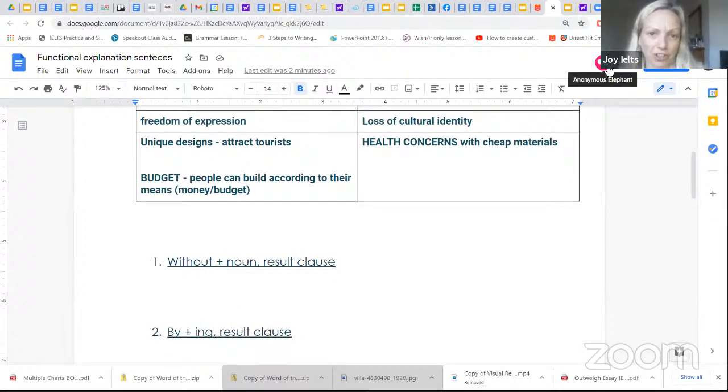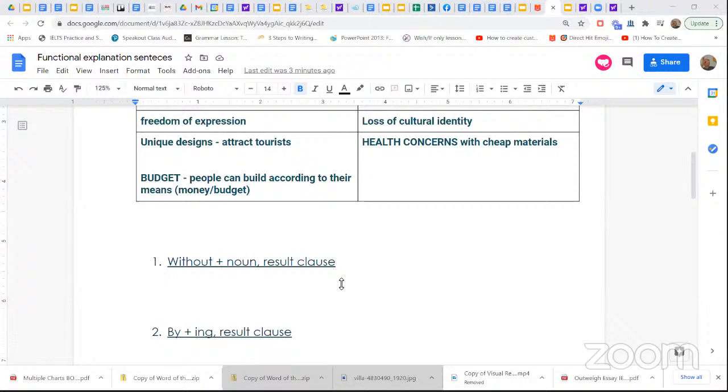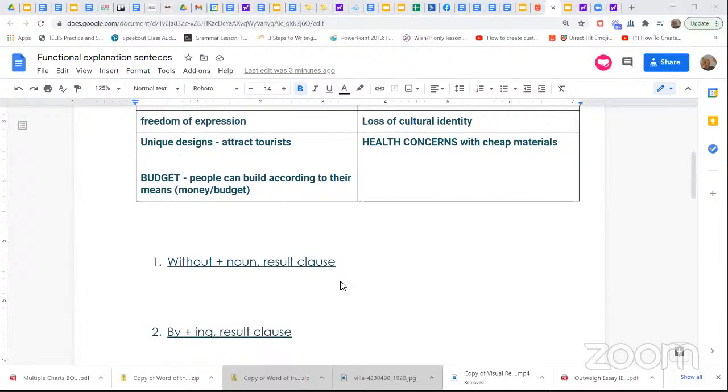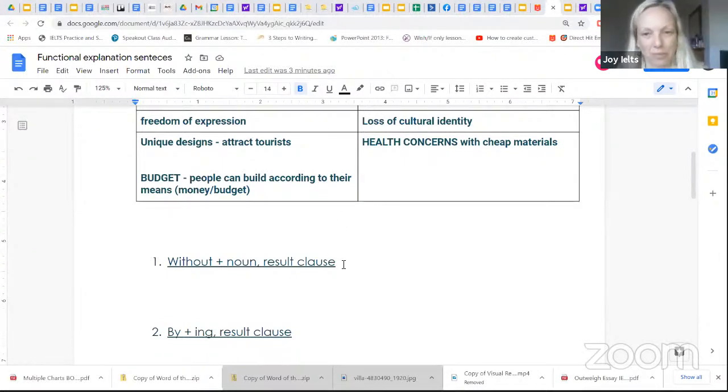Now the person who's on the Google document, so the new students, I'm going to put this in the chat box. See if you can open that. Now I've got one student writing here, but it doesn't look like you can open the document. You're probably on your mobile phones. So you can write the answers in the chat box, and students watching on Facebook Live, we're going to make a sentence using without plus noun clause, and then a result clause.